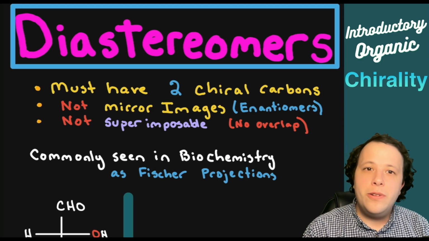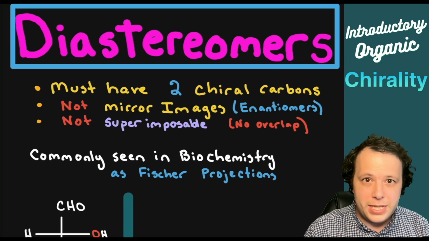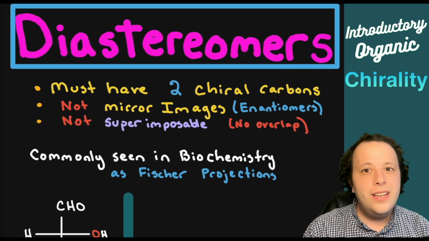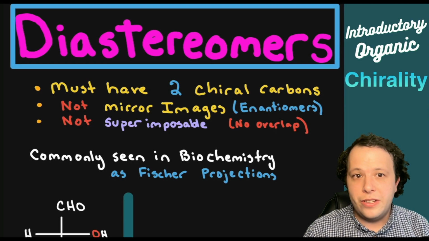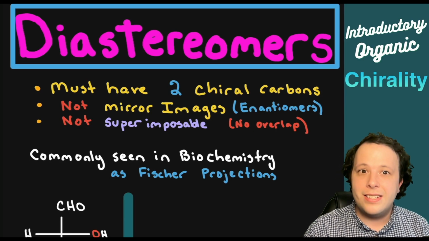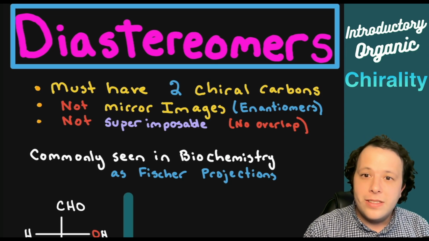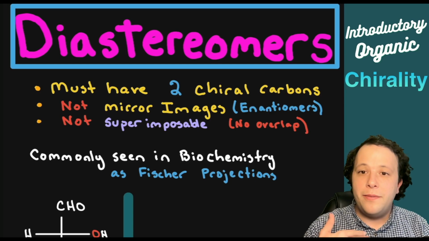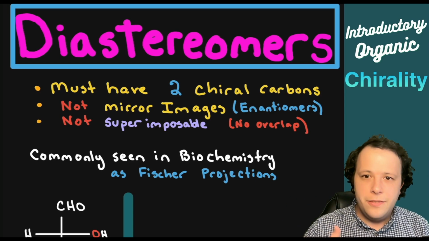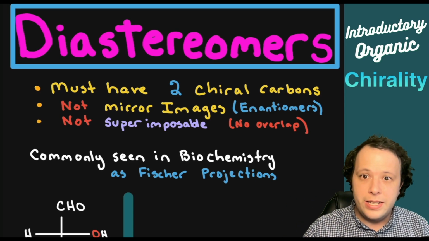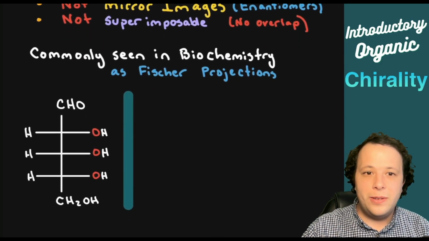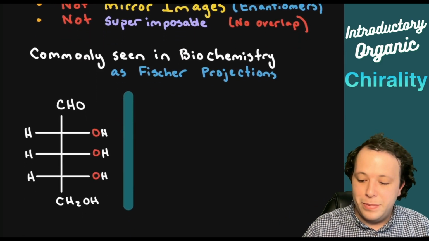So in order for a diastereomer to be possible, you have to have at least 2 chiral carbons. They cannot be mirrors of each other, and they cannot overlap, meaning they are not superimposable. These are things that are commonly seen in biochemistry, especially revolving around Fischer projections, commonly found in the carbohydrate family in biochemistry. So if I have the following structure here, so I have a biochemical species.